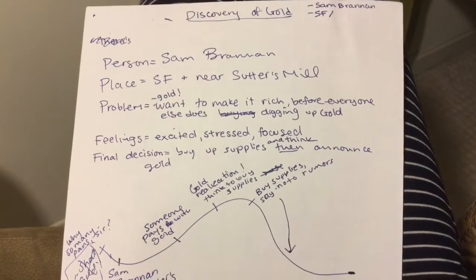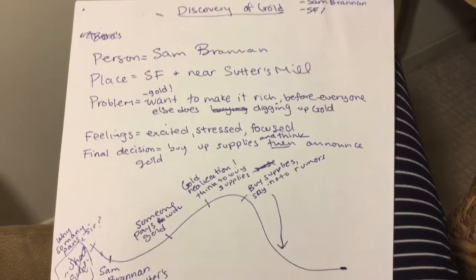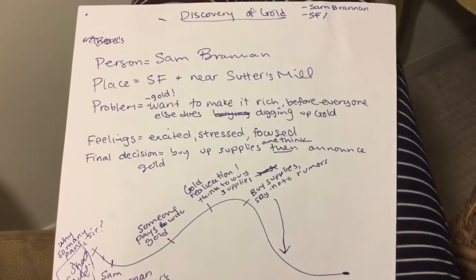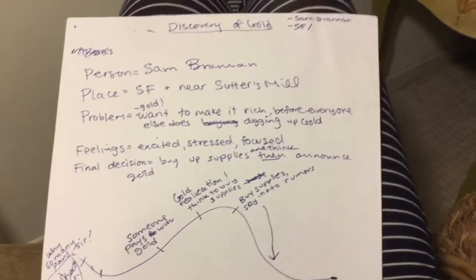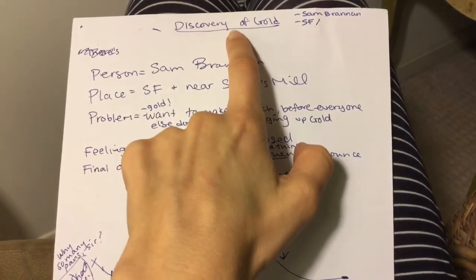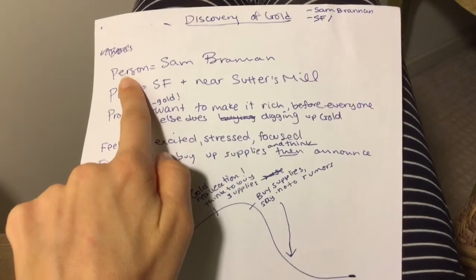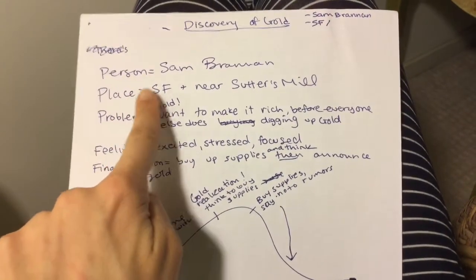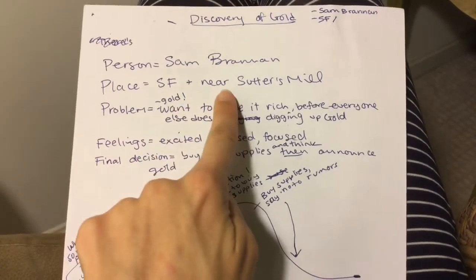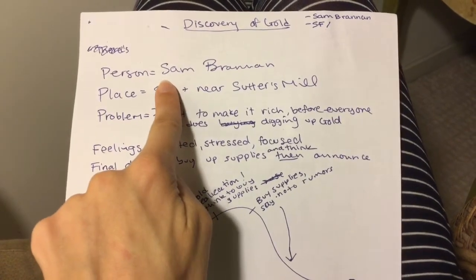Okay, boys and girls, I followed what I told you before of the 3 P's and the 2 F's. I want you to plan your narrative similarly with your own information. First, here is my topic, discovery of gold. I chose my person to be Sam Brannan. Okay, I chose my place as San Francisco and then near Sutter's Mill. In the end, I didn't do San Francisco. I only did Sutter's Mill.